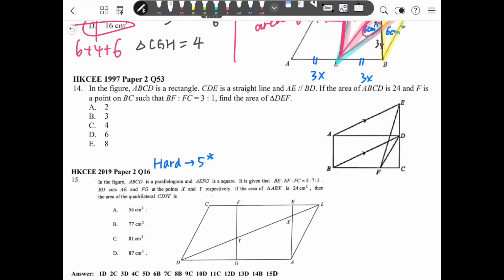It is a rectangle, and also we got it is parallel to each other. And the area of the entire one, so ABCD, is 24. Okay, and then F is a point on BC, and then we have got the ratio 3 to 1, so that means 3x and also x. And please try to find out the area for DEF, this triangle.